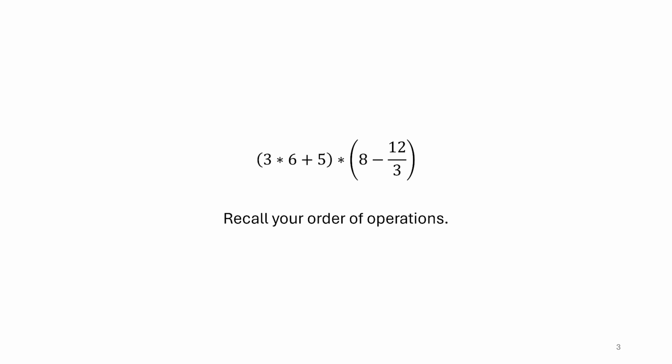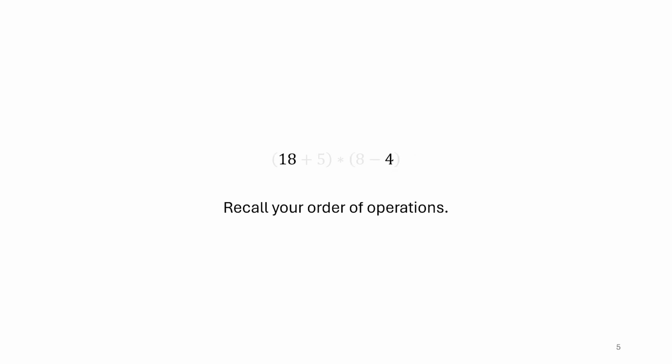We need to go to the innermost operations. So we might, for instance, be doing this 3 times 6, and maybe the 12 divided by 3 as our first operations, and computing those out, we might get 18 and 4. After this, the times is still in there, but because of these brackets, that sort of overrules the multiplication part there. So we'll do this addition and this subtraction first. So we're going to end up with a 23 and a 4, and then finally we do the final multiplication to get our answer of 92.